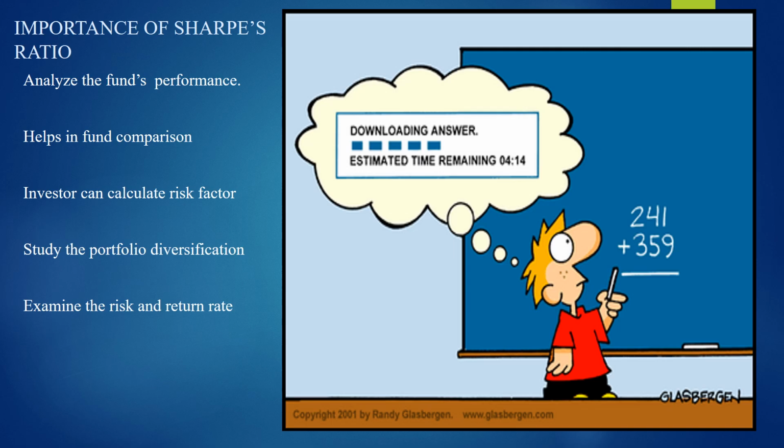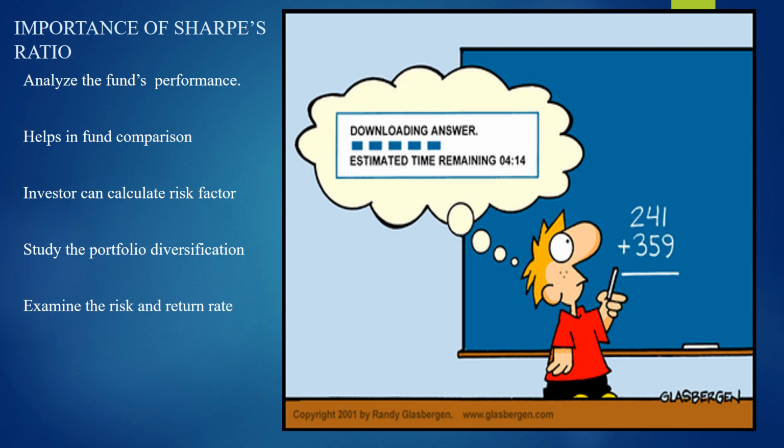Importance of Sharpe's ratio. What is the importance of Sharpe ratio? It helps analyze the fund's performance. What is the fund invested in and how is the fund performing? Fund performance means what the investment is and what we are fetching from it. So Sharpe ratios help us to analyze the fund performance and help in fund comparisons. We can compare the funds and understand them.